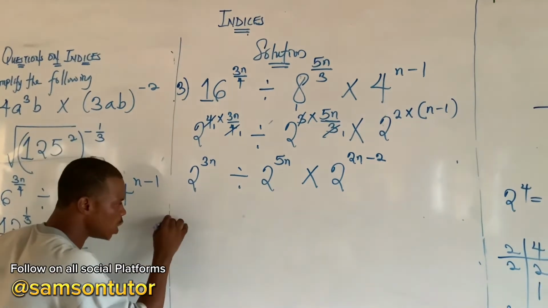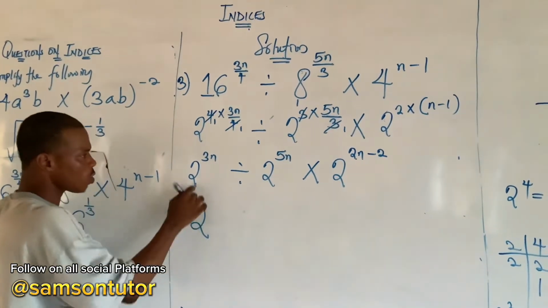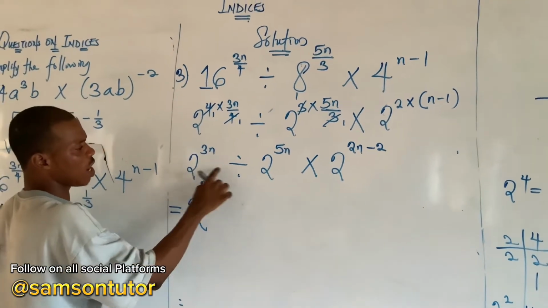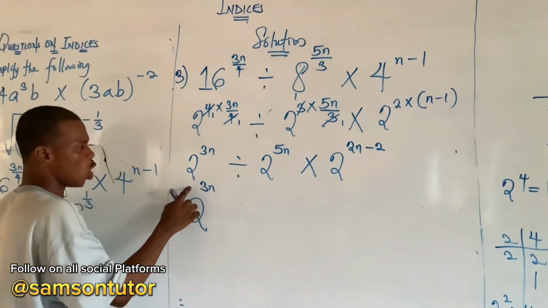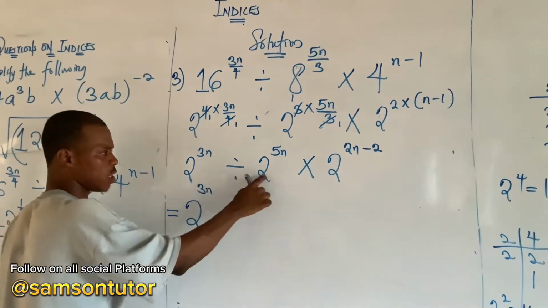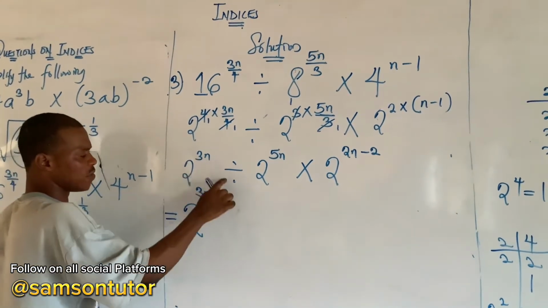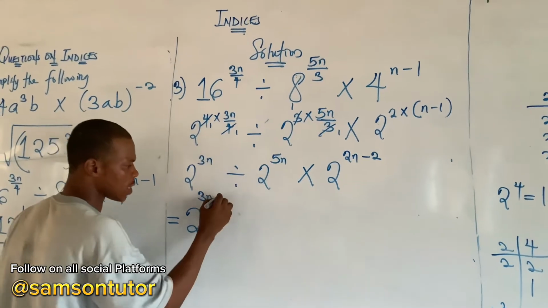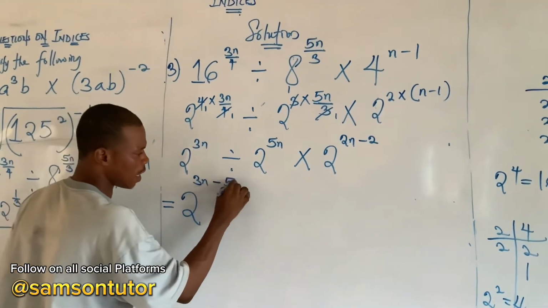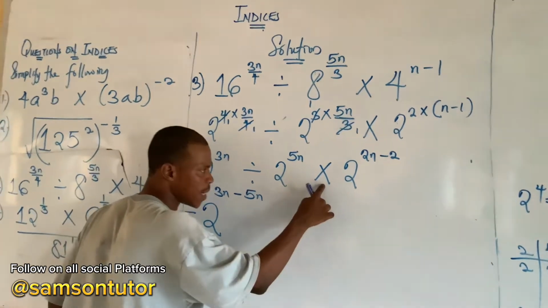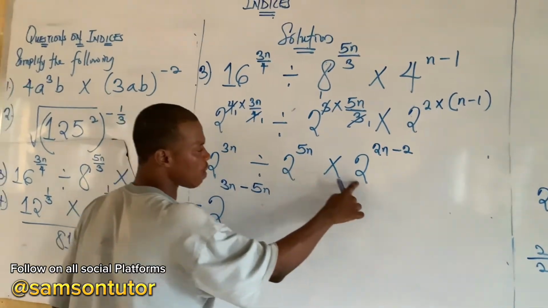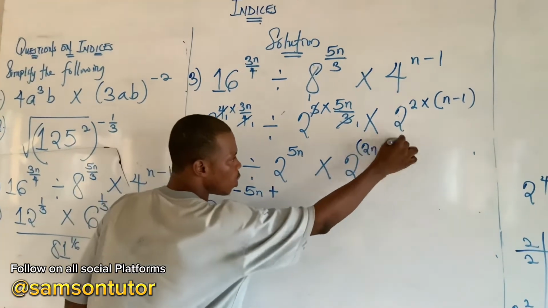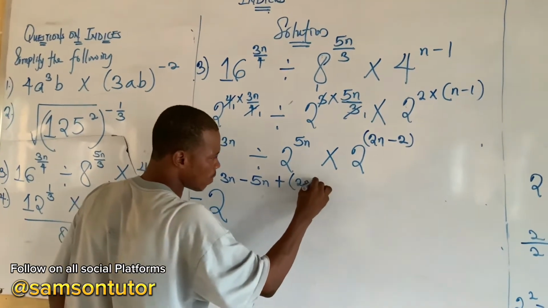Now which says equals to 2 raised to power 3n, because the second law says that whenever we have the same base dividing each other, you take one of the base and you subtract the power, which says 2 raised to power 3n divided by 2 raised to power 5n. When it is divided, the power will subtract, minus 5n. This one now times, when the bases are multiplying each other, the power will add up each other. Plus, you need to make this one in bracket, 2n minus 2.